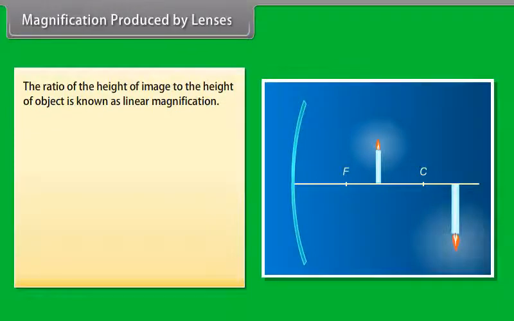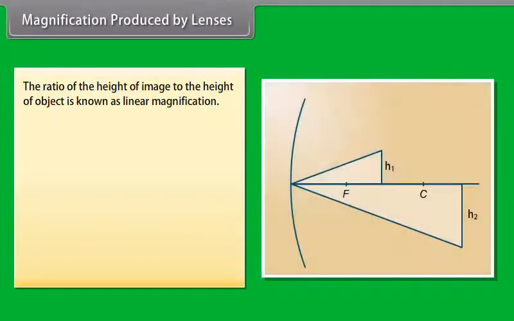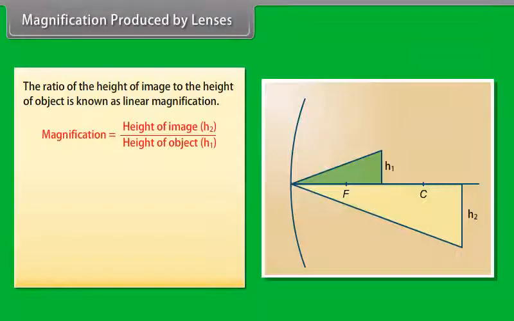Magnification produced by lenses. The ratio of the height of image to the height of object is known as linear magnification. Magnification is equal to height of image h2 upon height of object h1. M is equal to h2 upon h1, which is equation 1.